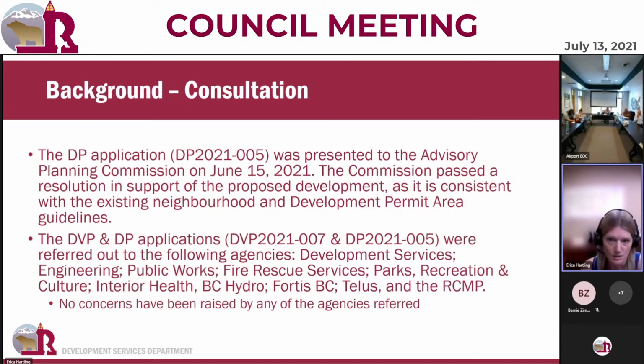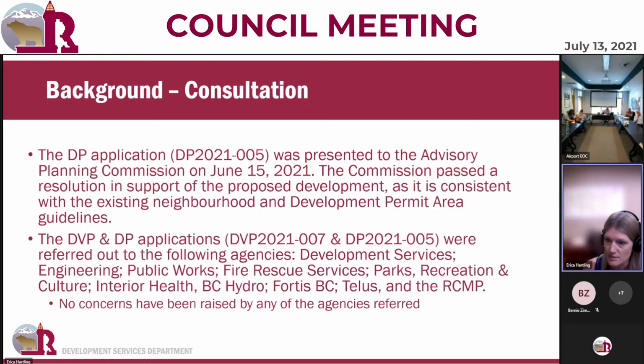So the application was also presented to the Advisory Planning Commission. This is specifically the development permit for form and character, as development variance permits do not go to the commission for review. So this was reviewed on June 15th. The commission did pass a resolution in support of the proposed development as it's consistent with the existing neighborhood and also the development permit area guidelines for the scenic corridor.